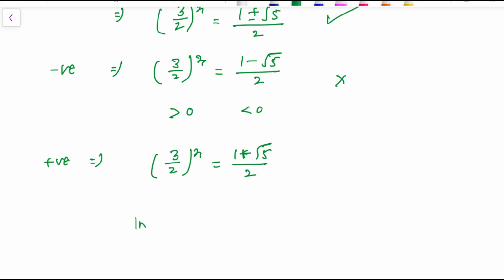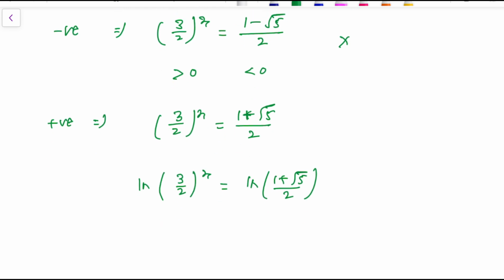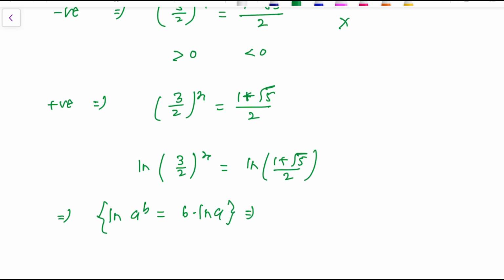So the resultant will be natural log of (3 by 2)^x is equal to natural log of (1 plus square root of 5) divided by 2. So on the left hand side, if you use the properties of logarithm, that is, if we have any term like log a^b, it can be written as b times natural log of a, provided every logarithmic term is defined. So further, the left hand side of this equation becomes x times natural log of 3 by 2 is equal to natural log of (1 plus square root of 5) divided by 2.